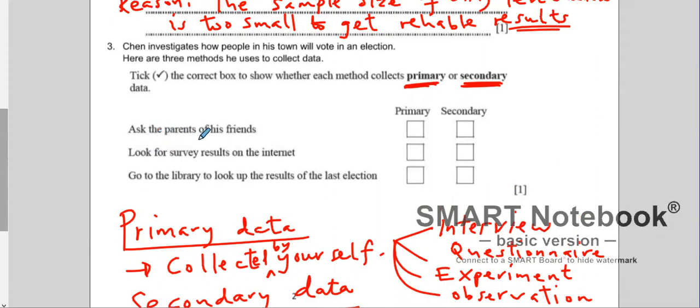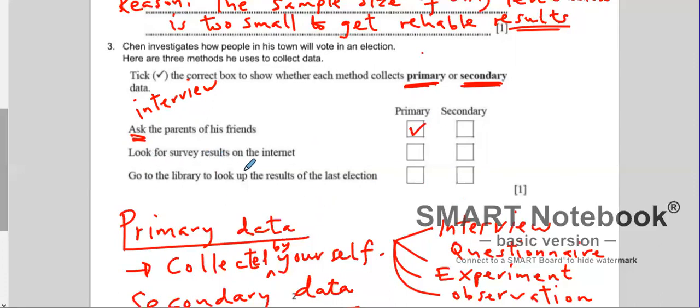Chen investigates how people in his town will vote in an election. Here are the three methods he uses to collect data. Tick the correct box to show whether each method collects primary or secondary data. Ask the parents of his friends. If you are asking people, that means that is some sort of interview. So you are giving a short interview to those people, and therefore, asking the parents of his friends, that type of data collected is, we have to tick, the primary data.